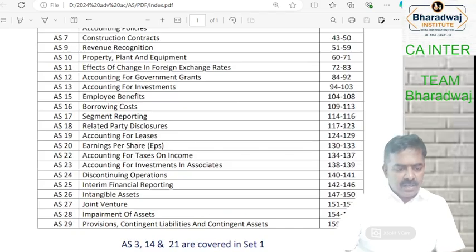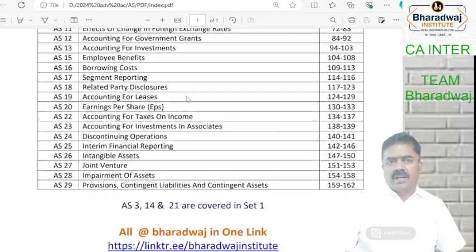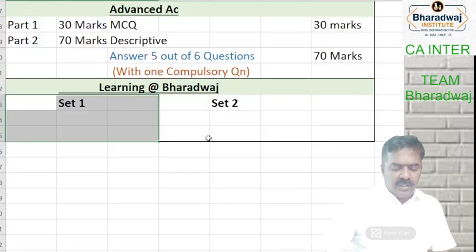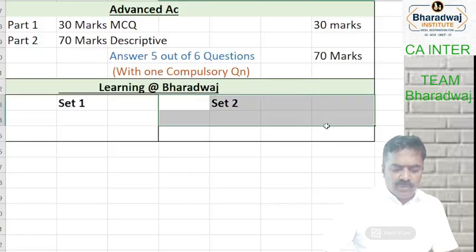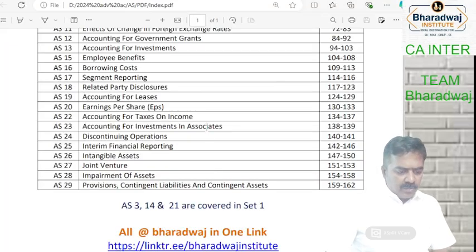And set 2 material will be fully accounting standards. They test for the remaining 40 marks. From which accounting standard it will be tested, we cannot predict. We have to go with the knowledge and write your exam. So that is about set 1 and set 2.